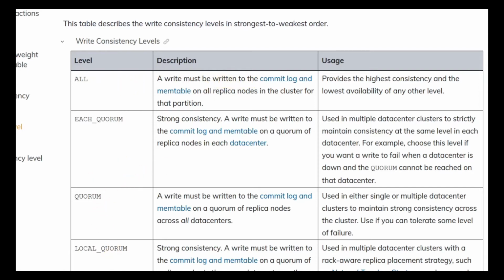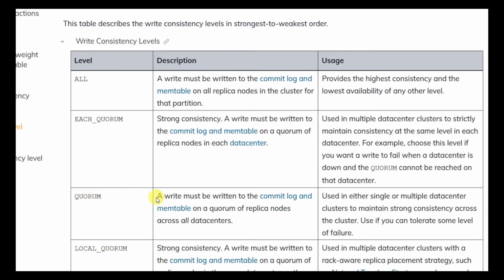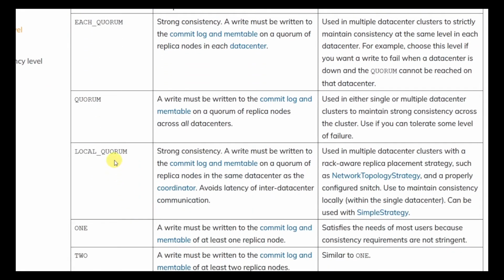Then we have the quorums, each quorum and many other things. I'll just touch upon a few. Quorum is one of the most important ones. A write must be written to the commit log and memtable on a quorum of replica nodes across all data centers. So we have set the number of replicas that we want, right? It will take a quorum of that and decide based on the quorum. So let's say we have 5 replicas. If it is successful in 3 or 4 of them and does not succeed in all, we are going to say this is fine. So ALL is much more strict than quorum. And then we have the local quorum.